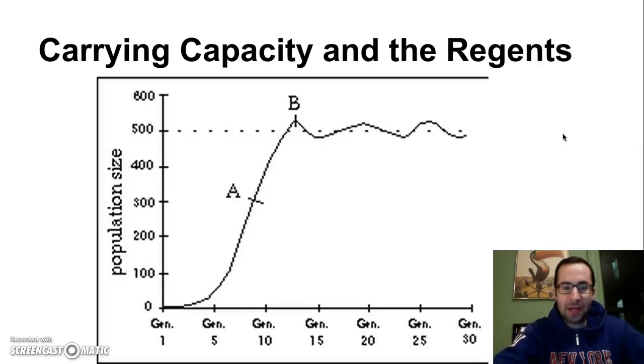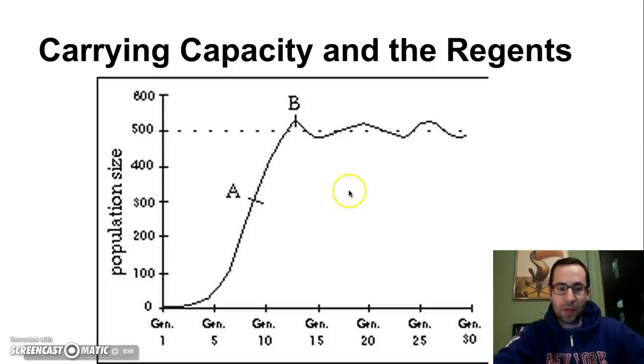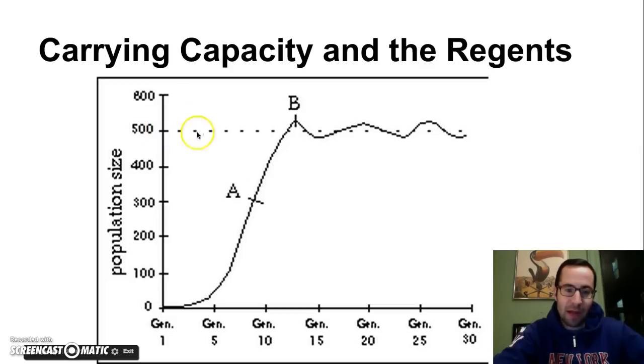All right, last slide here. Let's look at carrying capacity in the reading exam, or your upcoming test, or your verbal quiz. Sometimes on the Regents, they may ask you what certain letters mean. For example, they may ask you which line indicates the carrying capacity. Well, you should know it's the dotted line, the one that's horizontal. That represents the carrying capacity of any given population. And here it happens to be 500.